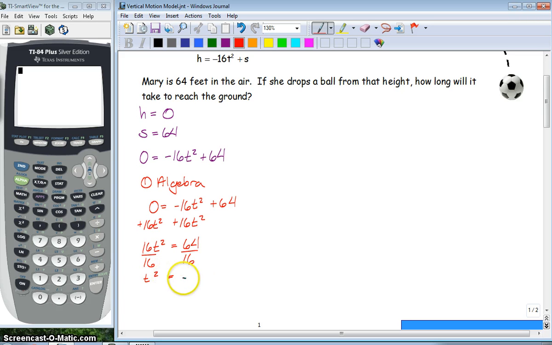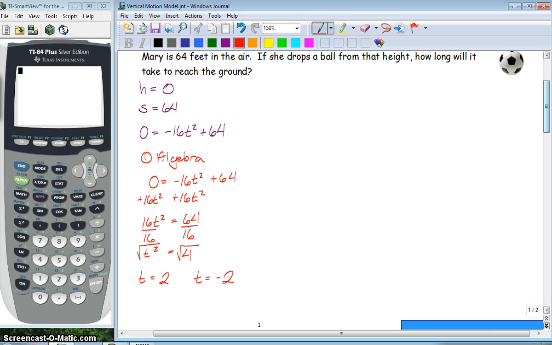T squared equals 4. And if I take the square root of both sides, I need to remember that there's 2 possible answers. T could equal positive 2, or t could equal negative 2. That's where I go back to the story problem and I ask what makes sense. In this case, it doesn't make sense for the ball to travel negative 2 seconds. We generally don't talk about it like that. So my answer is going to be, it takes 2 seconds for the ball to reach the ground.